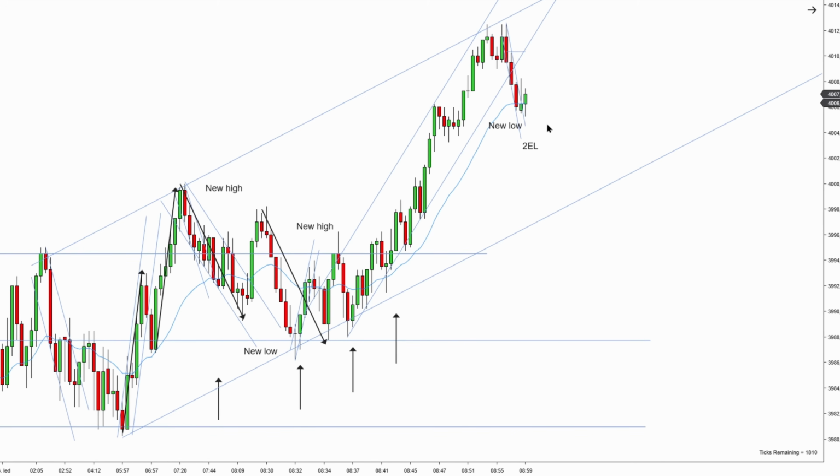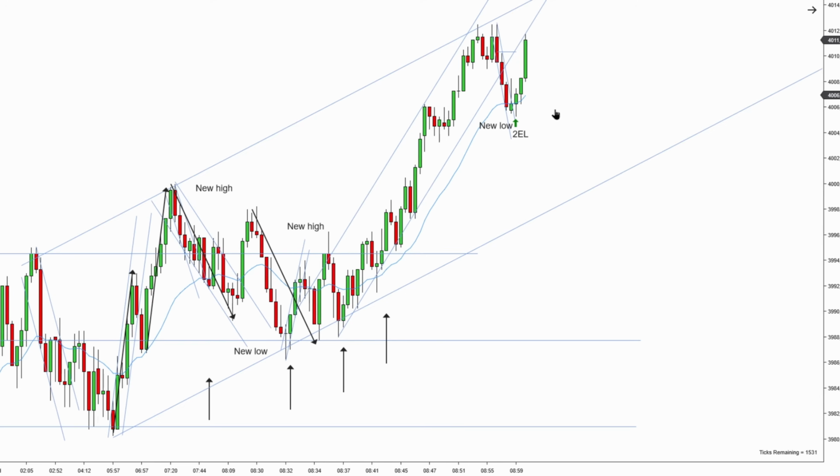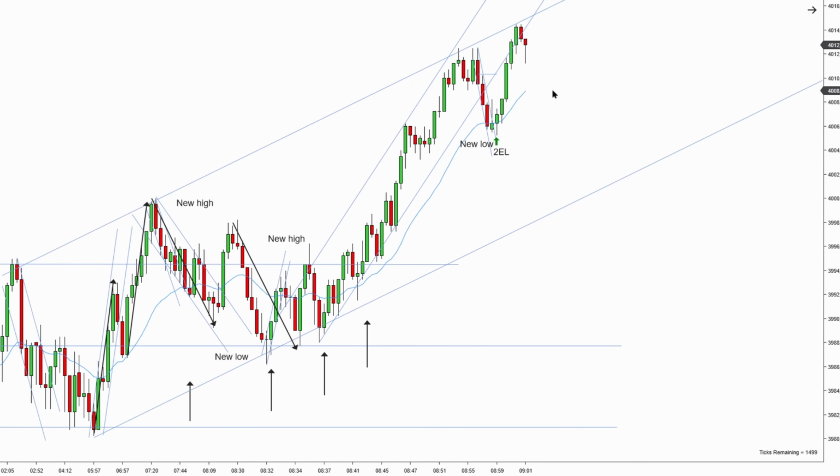This is indicating that the correction phase may end because we are at the key entry point. I'm interested in a high probability two-legged pullback if it forms at the key entry point, which is either the trend line or the exponential moving average. And you can see second entry long, gray signal bar, and the first high probability setup for the day.